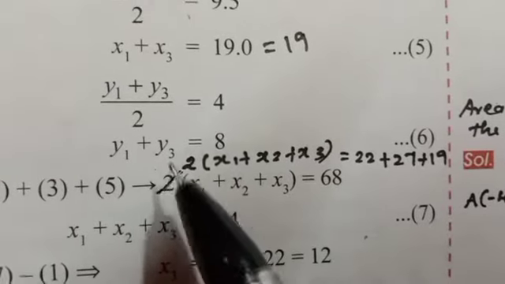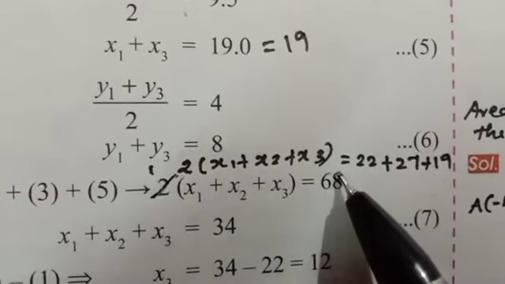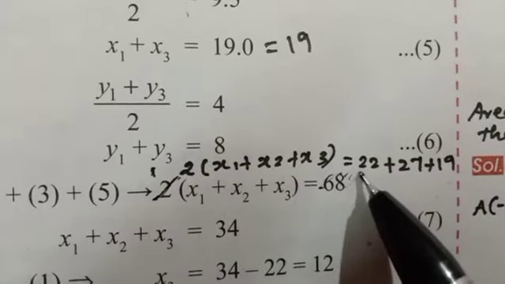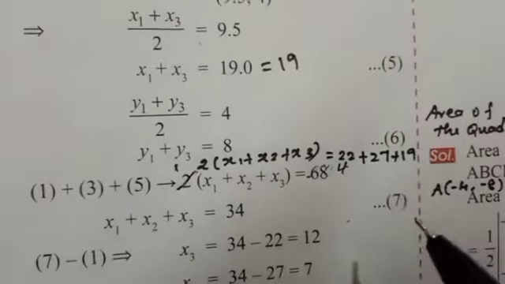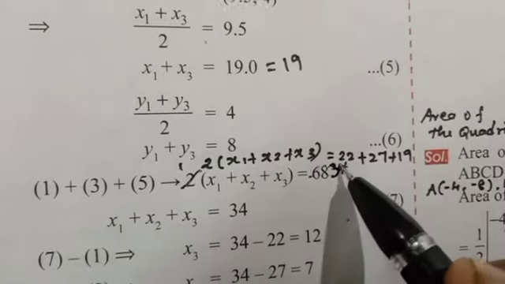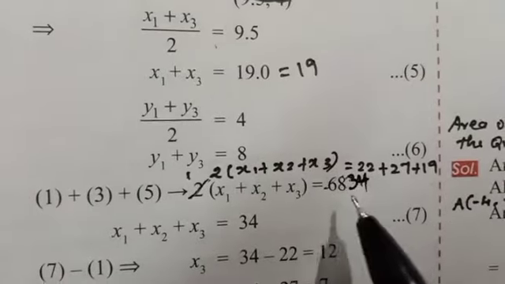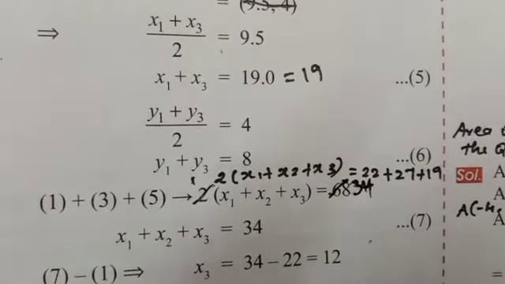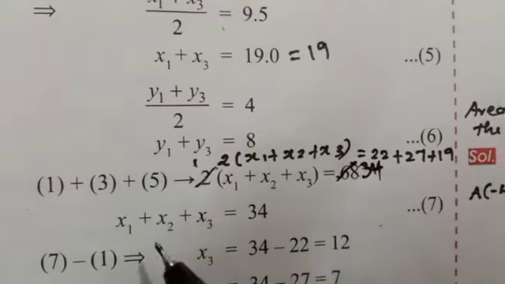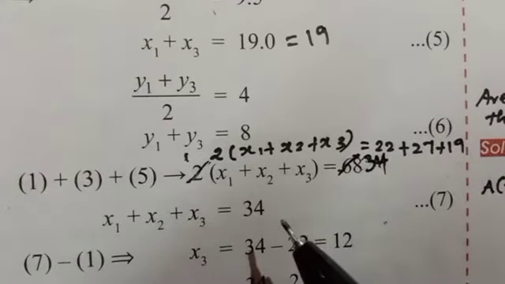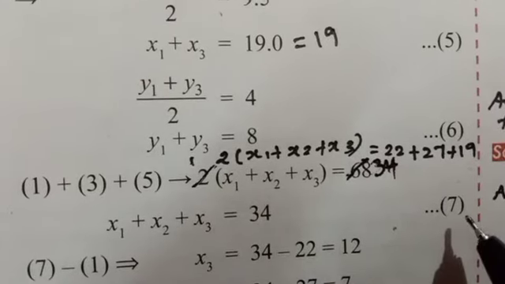1 2 is 2, 3 2s are 6, 4 2s are 8. So the answer is 34. So x1 plus x2 plus x3 is equal to 34. It is equation number 7.